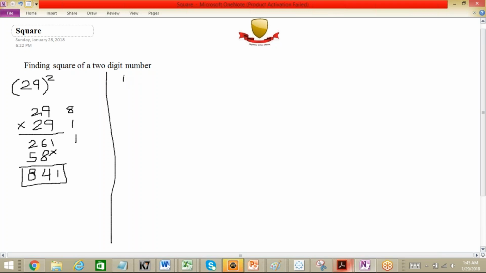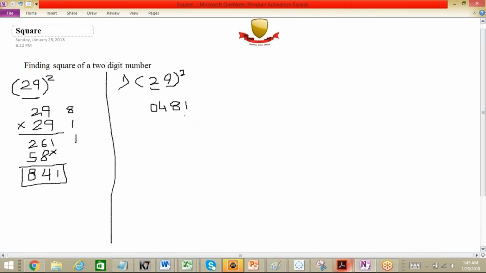Let me take example number 1. Just consider this 29 only. Let's try to find the square of 29 with the method that I'm going to explain to you. Under this method, first of all, take the square of these two digits individually. 9 square is 81, and 2 square is 4, so you can write it as 04.